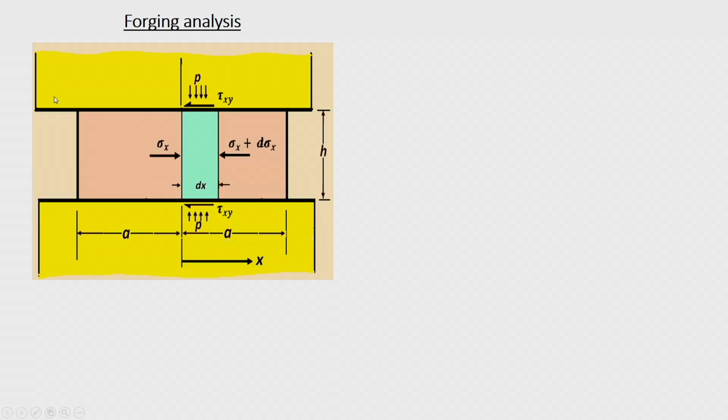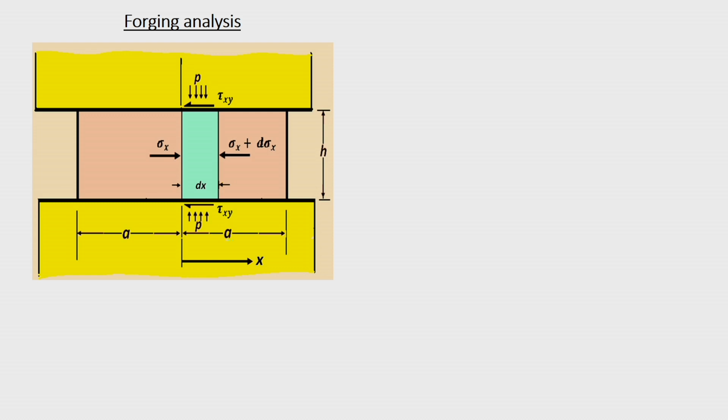Let us consider a case of plane strain deformation when you are trying to forge a material, open die forging. This part shown in the colored region is the workpiece material, and it is kept on a bottom die which is stationary, and then through the top die you are applying a pressure and allowing the ram to move downwards. As the ram is moving downwards, the height h keeps on changing.